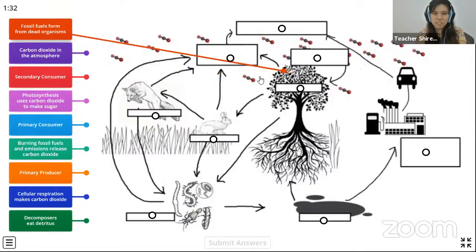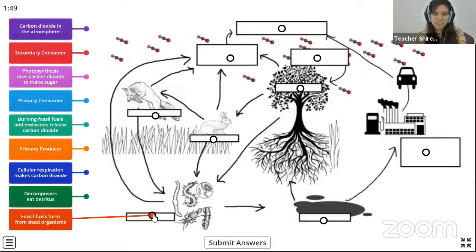Fossil fuel. Fossil fuel is all the dead animals. Dead on the floor. Okay, next one. There's a little bit more stuff here. Primary consumer is the animals that eat plants. Secondary consumer is the animals that eat animals.